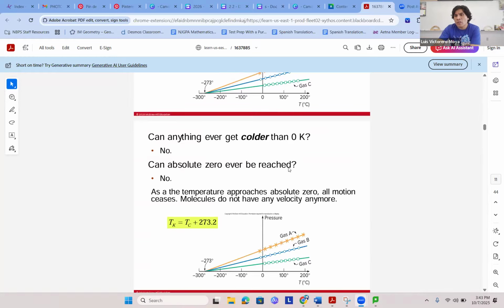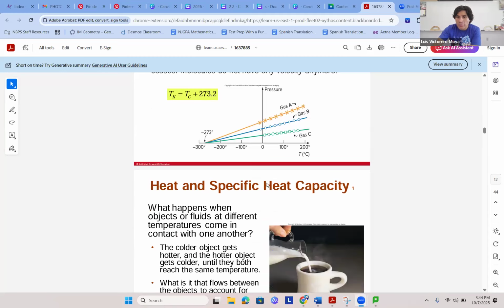Can anything get colder than zero? No, that's absolute zero. Can absolute zero ever be reached? No. It's an extreme value, like an asymptote, that we cannot really reach. But it still is worth analyzing and studying.